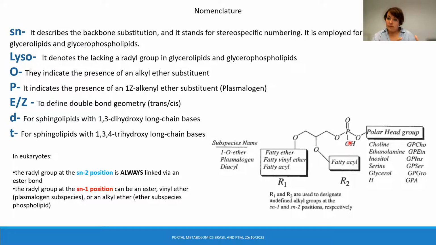Once we have annotated our lipids, we have to present them in the correct way. We have to name them in the correct way. And there are some very basic terms related to the nomenclature, like SN, which is telling us the stereospecific number, how the backbone is substituted. Lyso, the prefix lyso, means that this is the monoacyl form of glycerophospholipids.